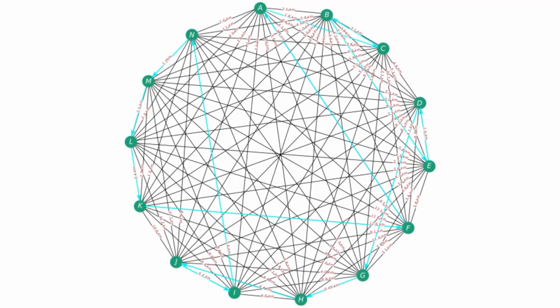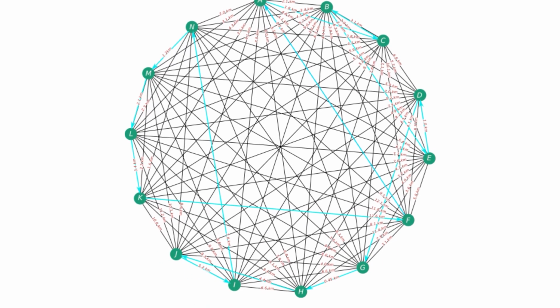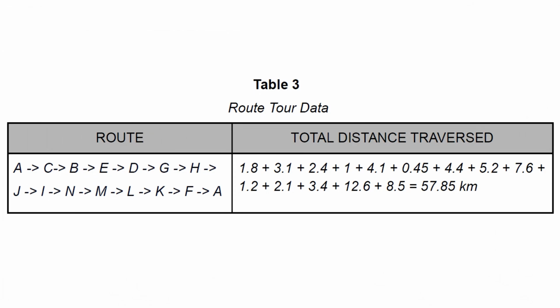After applying the algorithm, here's the result. The tourist must follow this route: A to C, C to B, B to E, E to D, D to G, G to H, H to J, J to I, I to N, N to M, M to L, L to K, K to F, F to A.